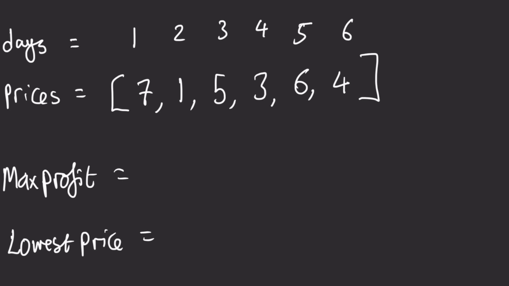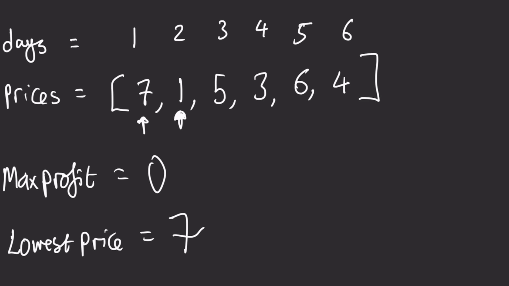So let's start. Beginning on day 1, we can see that the price of the stock is 7, right? And so far, our maximum profit is 0. Obviously, we've not made any profit. And our lowest price so far is 7. Okay, so now moving on to day 2, if we bought on day 1 and sell on day 2, we'll make a loss. So far, our maximum profit is still 0.